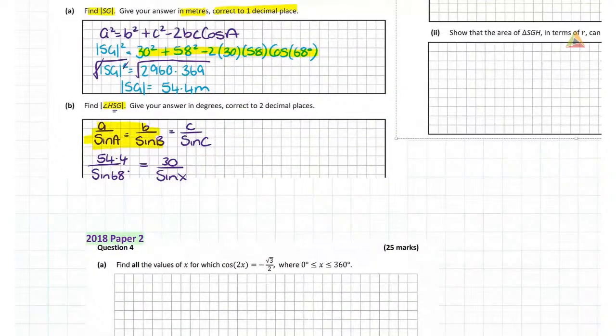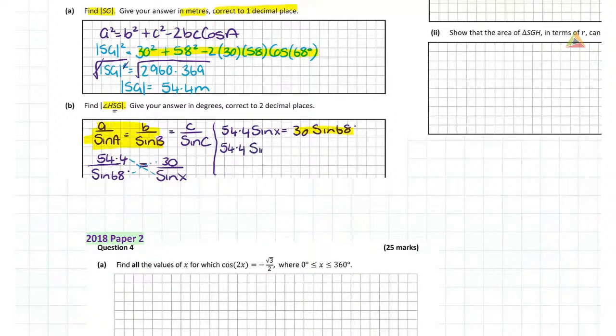So what we have is one fraction equal to another. So we're going to cross multiply here, and that gets rid of fractions for us. So we're left with 54.4 times the sine of angle X equals 30 times the sine of 68 degrees. Okay, so this part can go straight into our calculator. That gives me 54.4 times the sine of angle X is equal to 27.8155. We're going to divide across by 54.4.